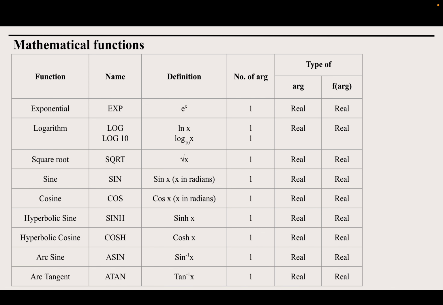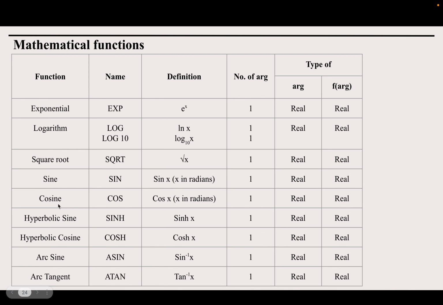Almost all of our mathematical functions will return a real data type. And next is the square root. We have seen this in our previous video, that sqrt is the function to find the square root. And next is the sine function. If we want to know the sine of x, we can simply write sin before that number within brackets.